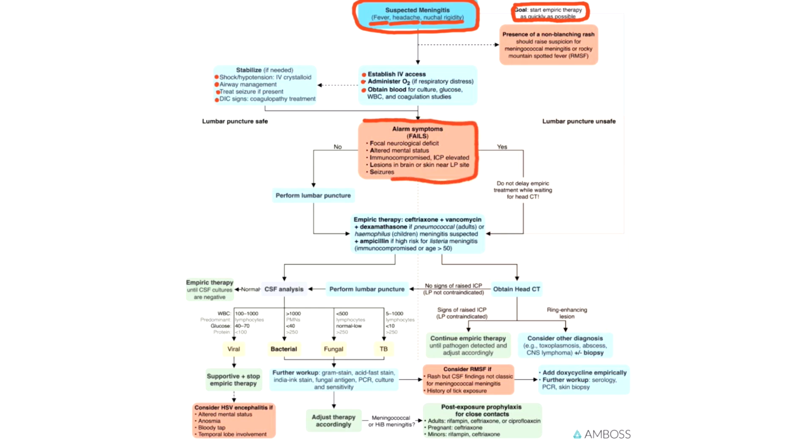So what are these alarm symptoms you're expecting in meningitis? Well, there could be focal neurologic deficits, altered mental status, and if the patient is immunocompromised, that in and of itself is an alarm symptom in the context of meningitis. If there's any evidence of increased intracranial pressure, you might see this on fundoscopy by seeing papilledema. Another alarm symptom would be lesions near the lumbar puncture site. And then, of course, any seizures.